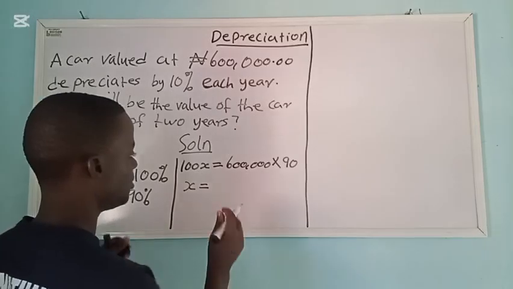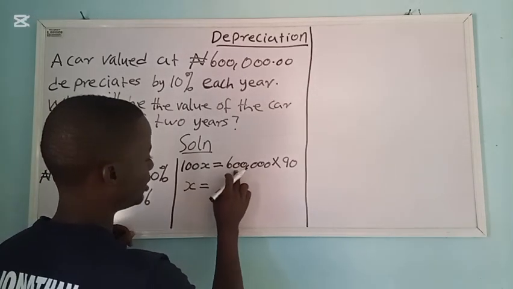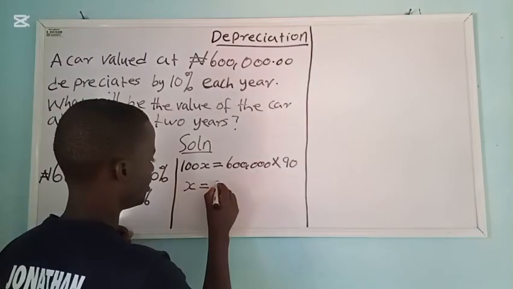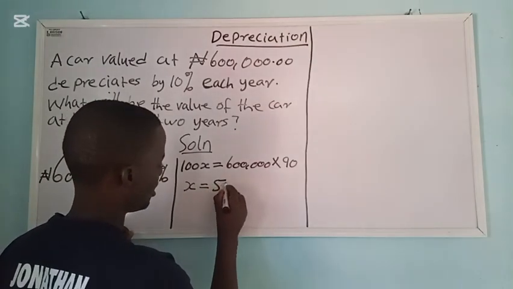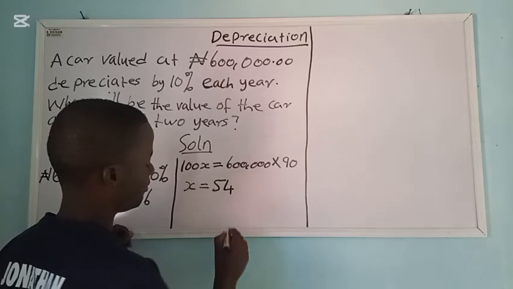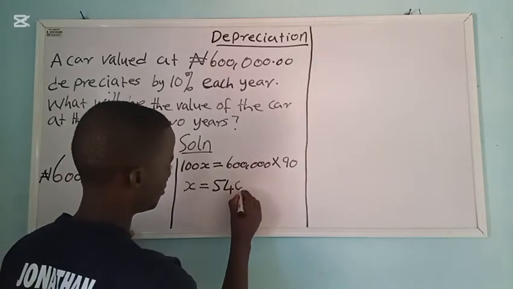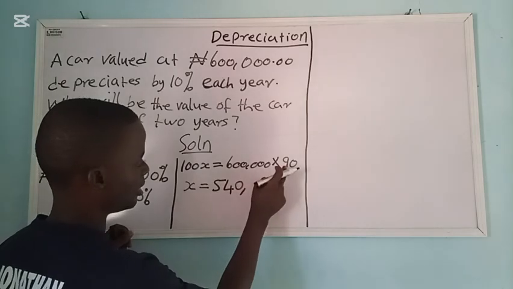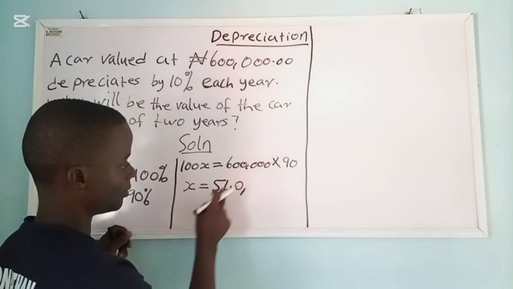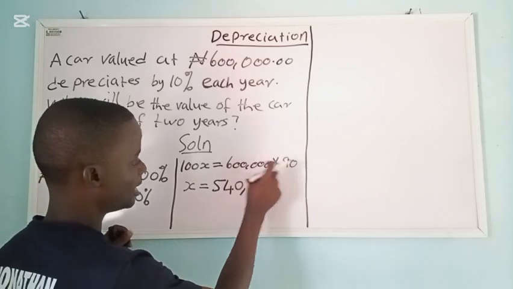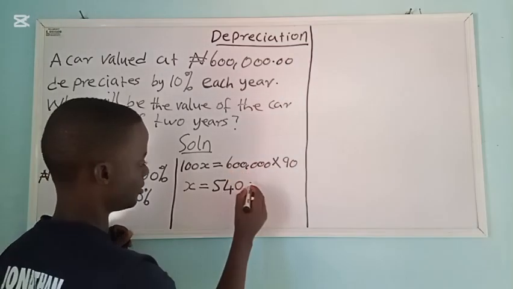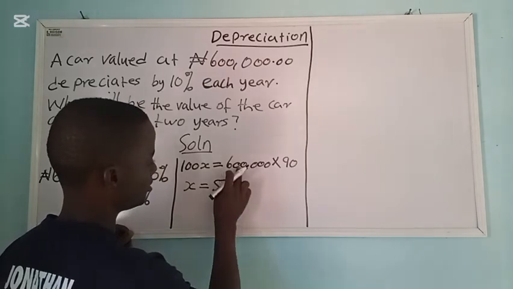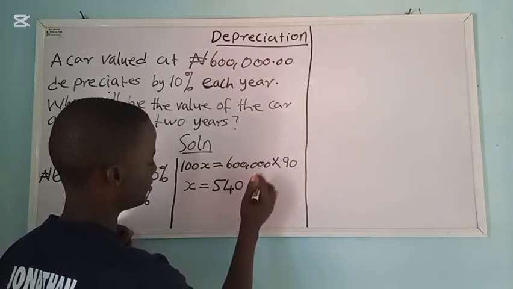So now it will be 600,000 times 90. It will be 54. 9 times 6, it will be 54. 9 times 6 will be 54. Then you add these zeros, it will become 6 zeros. This is 54 plus 6 zeros.